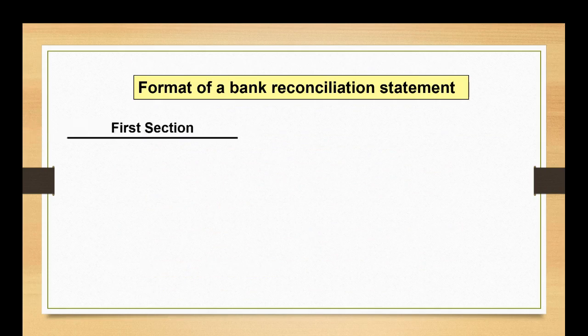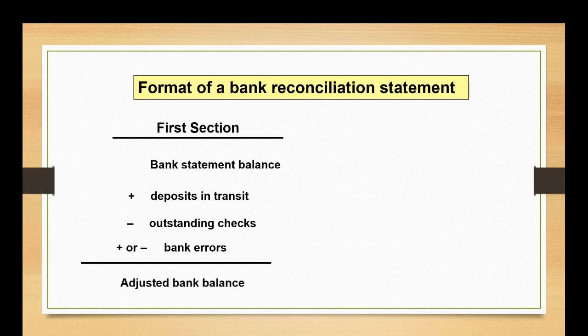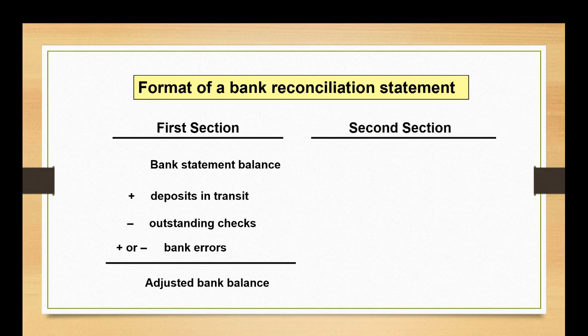So the format of a bank reconciliation will be as follows. Again, I'll be demonstrating this. On the bank side, you'll start off with the bank balance. Usually it's as of the end of the month, but it doesn't have to be. You'll add in deposits in transit. You'll take out outstanding checks, and you'll add or subtract the bank errors depending on which way they go.